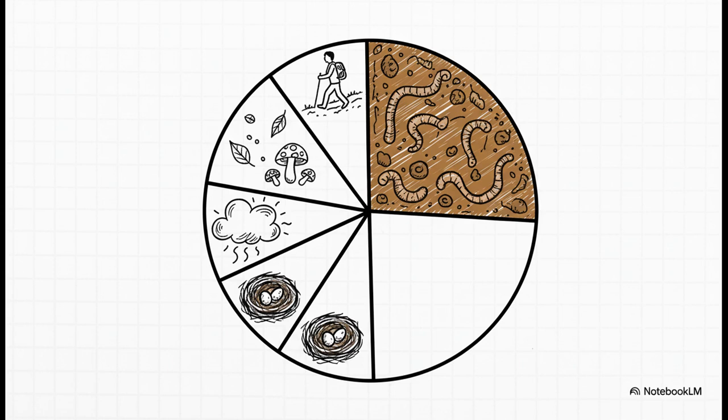And where does that staggering value come from? The answer might really surprise you. A full 50% of it comes from just one service, the formation of healthy soil. Just think about that. The rest is made up of things we often just take for granted, like nutrient cycling, climate regulation, and of course, providing habitats for wildlife.